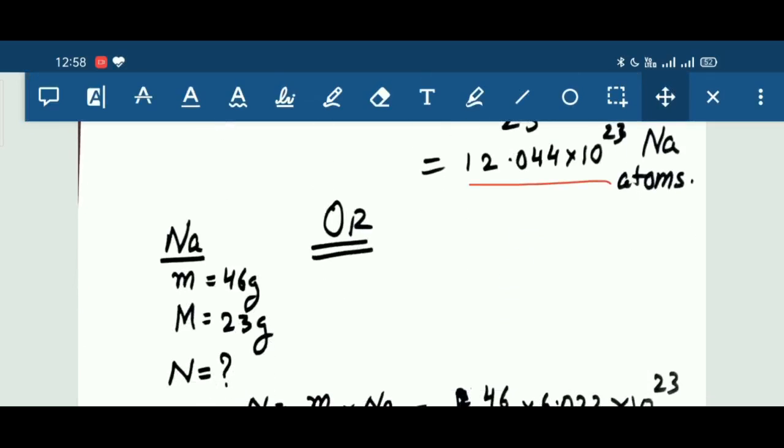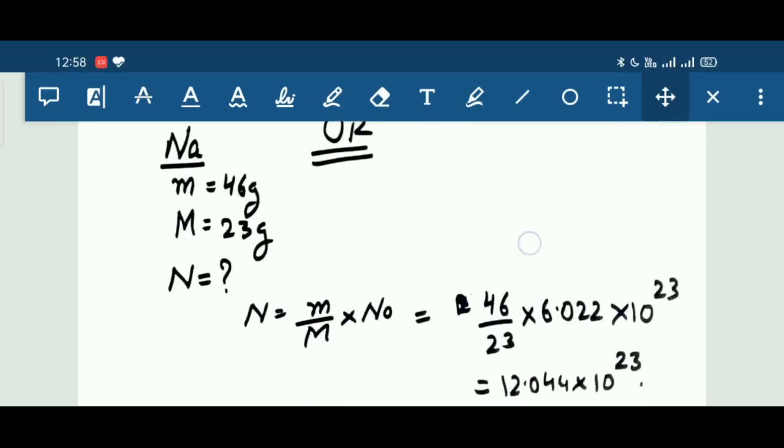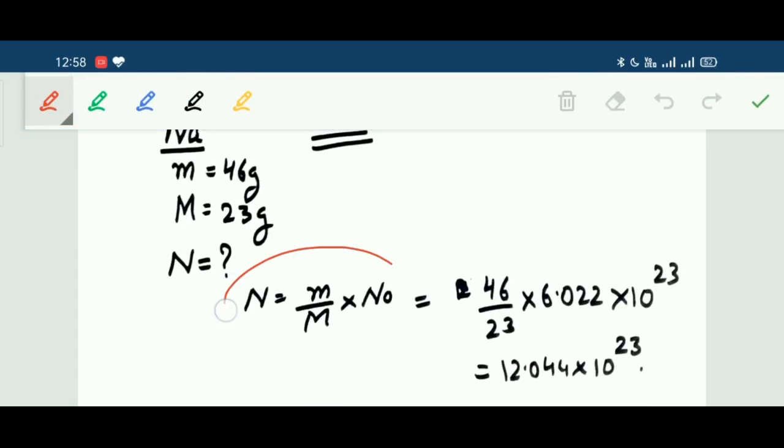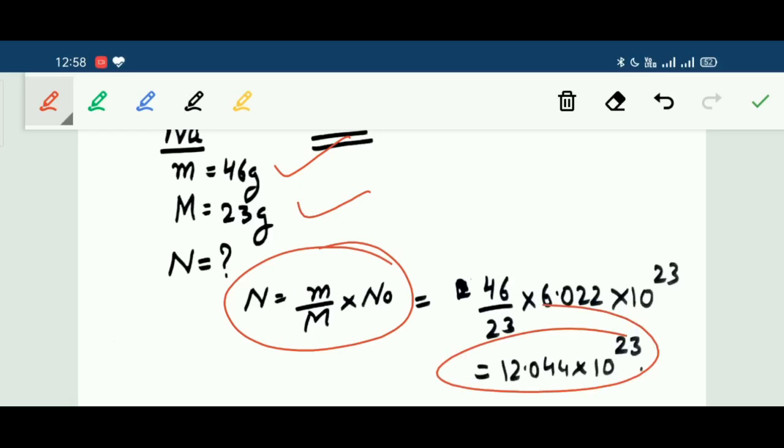Or we can also solve this question using the formula capital N is equal to small m upon capital M into N naught. In this case, given mass is 46 gram, that we are already provided. Molar mass, we know that of sodium it is equal to 23 grams, and we have to calculate the capital N, that is equal to number of particles. On substituting the values, we calculate the number of particles, that is number of sodium atoms.